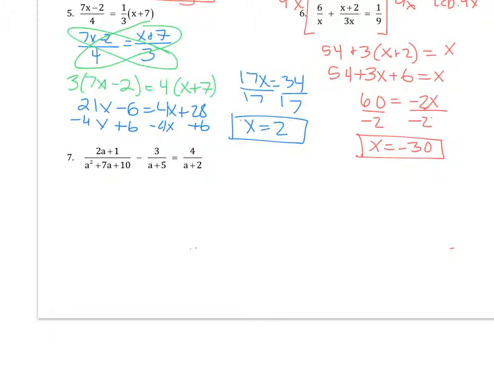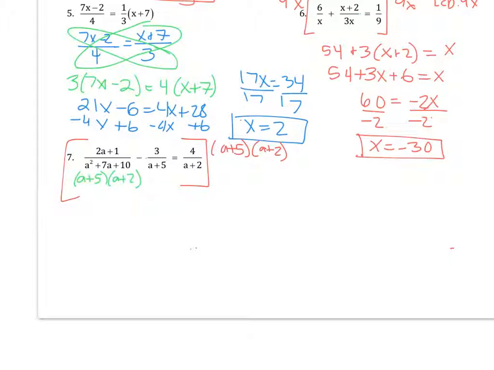Okay, one more with fractions. Again, I'm going to start by multiplying through to clear out my fractions, but even before I do that, this time I'm going to need to factor this first denominator. So this denominator is going to factor a plus 5, a plus 2, which is convenient because that's what I have in my other two denominators. So the least common denominator that I'm going to multiply through by is a plus 5 and a plus 2.